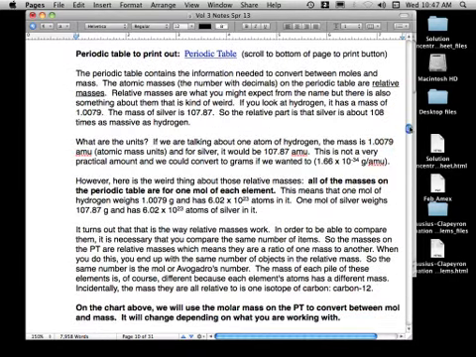All right, so let's talk a little bit about what the numbers on the periodic table mean. The periodic table contains the information needed to convert between moles and mass. So get your periodic table in front of you. We've already done the nucleus, which involves the atomic number, and of course we still use numbers of valence electrons and things like that off the periodic table, but the number that we have not used yet, and we're going to use now, is this number that's not a whole number, and that's the atomic mass.